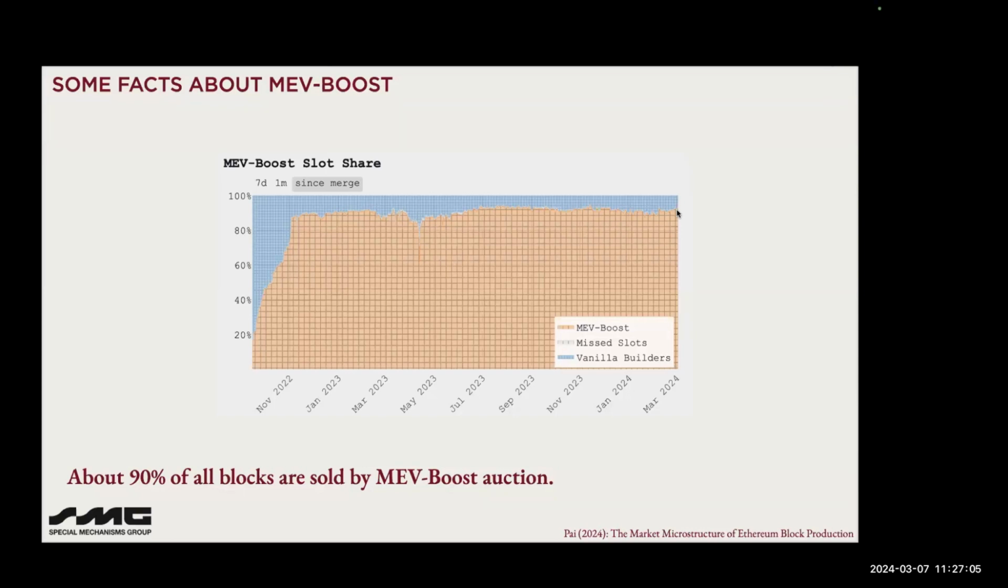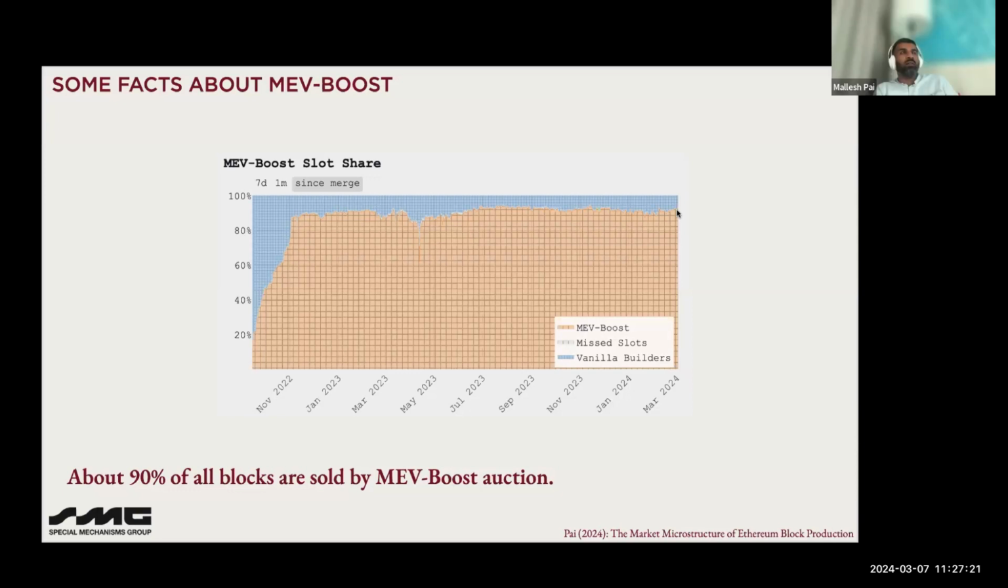So just to clarify on that point, Mallesh, this is entirely out of protocol, and this is sort of an organic equilibrium that people have converged on using. In particular, there's nothing in Ethereum currently that would force you to use this.